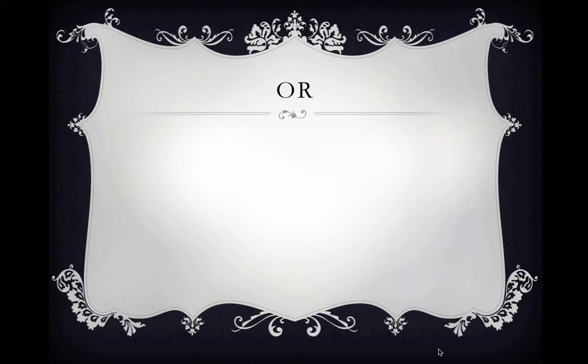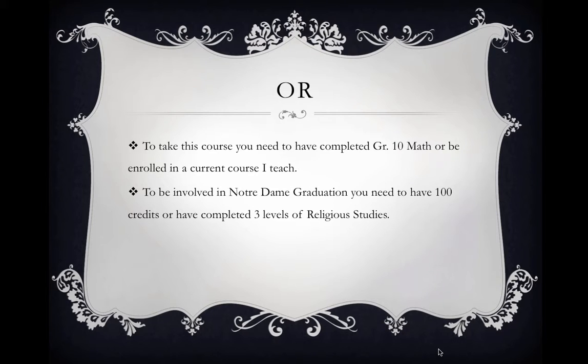Alright, let's deal with or statements. Let's look at the previous 2 statements, but this time instead of the word and in them is the word or. Now imagine I said, to take this course you need to have completed grade 10 math or be enrolled in a current course I teach. So this would imply if you're just simply in my photography class and maybe you haven't taken grade 10 math yet, that you would be allowed to take it. Not so bad. But imagine now our graduation policy was you have to have 100 credits or have completed 3 levels of religious studies.